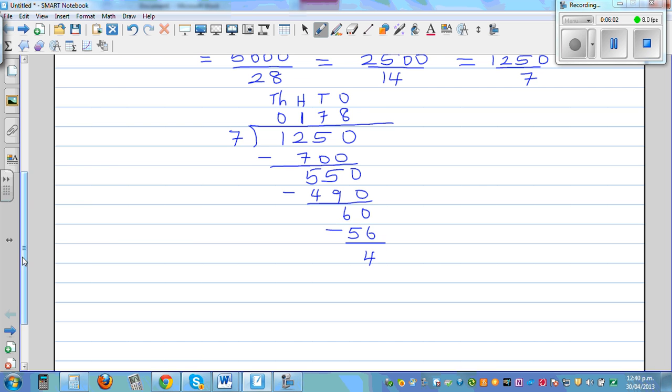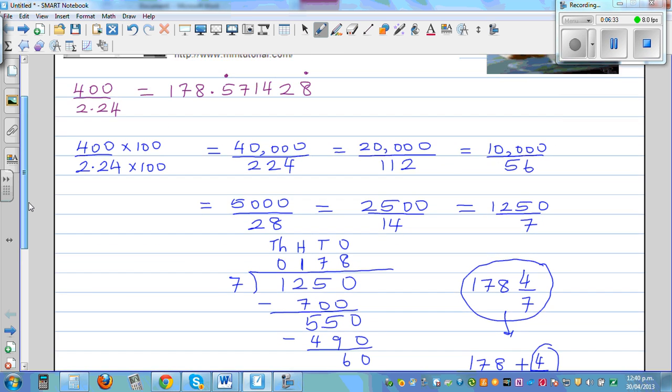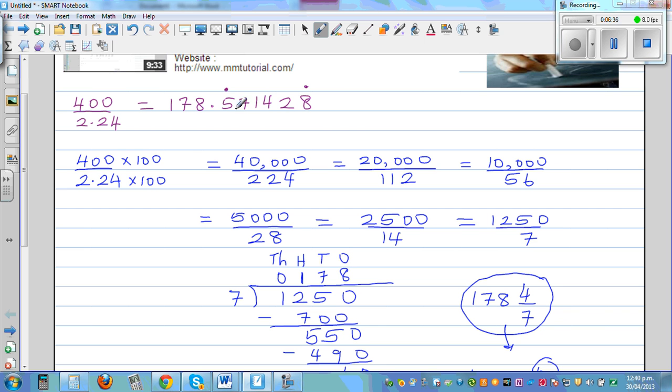So the answer in a fractional form is 178 whole. It goes 178 times. And this is the remainder. And 4/7 is the exact answer in a fractional form. And I will show you 4/7. So this actually means 178 plus 4/7. And 4/7 is in fact this recurring number, 0.571428. So let me show you that.